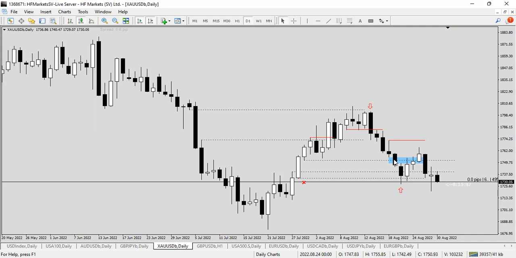If that's the case, price should trade up to seek this imbalance since there is no imbalance above here. If it closes above here and starts pushing, this is the first area of liquidity to pay attention to, because that's a short-term high. That's a daily high. That's liquidity.